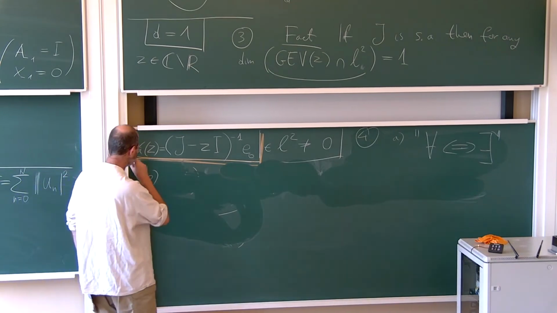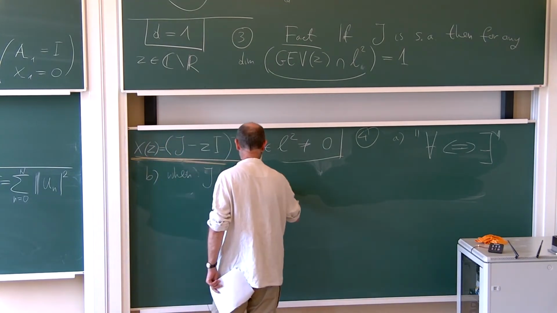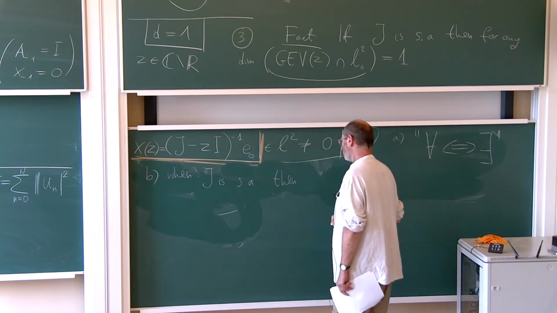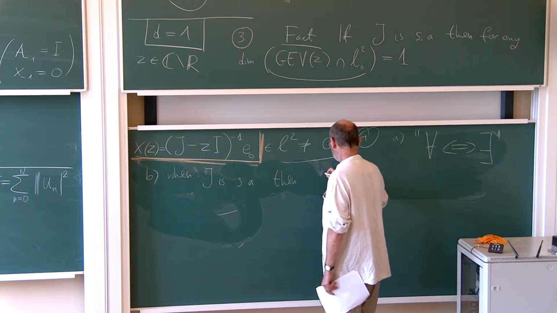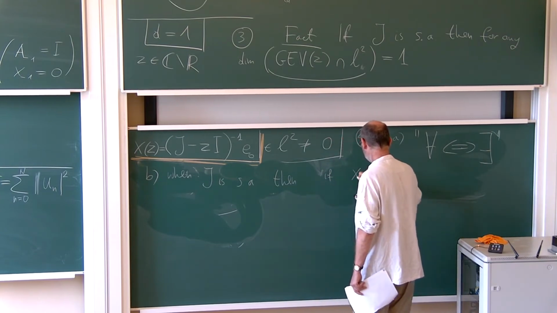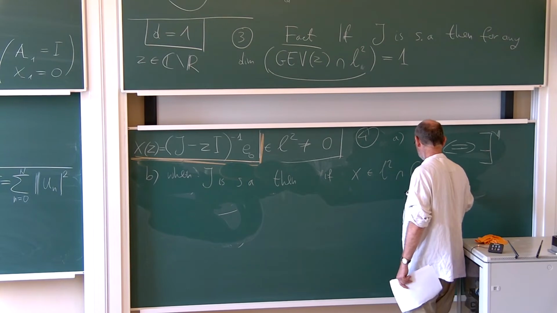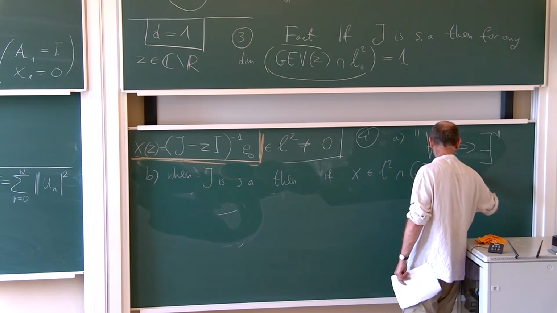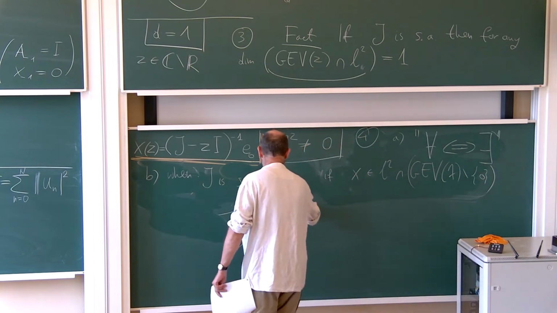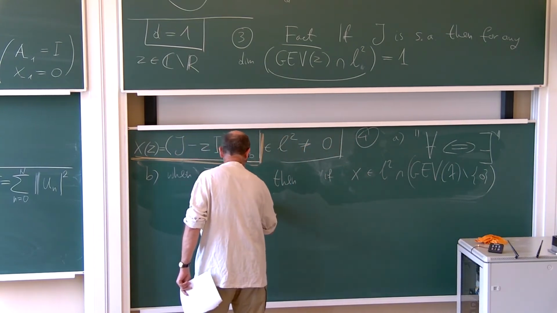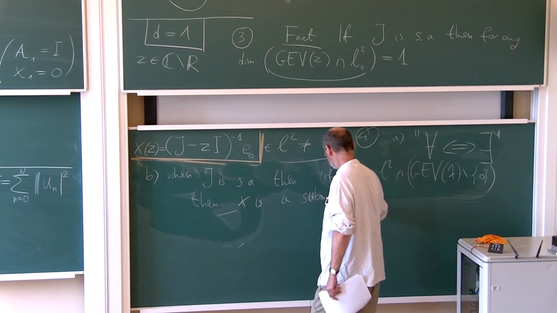And point B is as follows. When J is self-adjoint, then if X is in L2, and this is of course a generalized eigenvector for lambda, non-zero, then X is a subordinated solution.